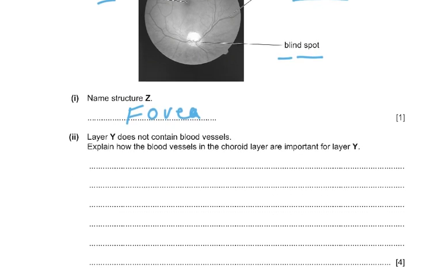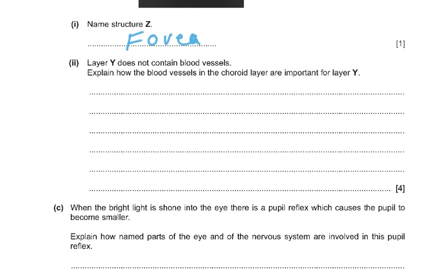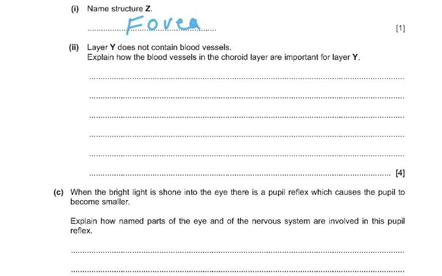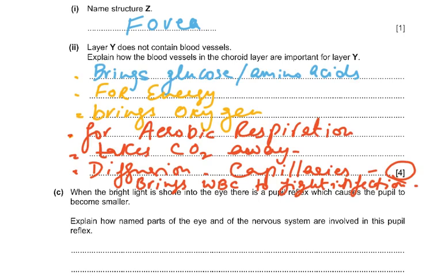Then we come on to: layer Y does not contain blood vessels. Explain how the blood vessels in the choroid layer are important to the layer Y. Now you have to understand that layer Y does not have any blood vessels, but the underlying layer, which is the choroid layer, does have blood vessels. So basically they're asking you the functions of the blood vessels. The blood vessels anywhere in the body bring glucose, amino acids, minerals, and vitamins. And why do we need the glucose? We need the glucose for aerobic respiration to release energy. So for the energy, it brings oxygen for aerobic respiration, and it's also going to take away the carbon dioxide, which is a metabolic waste.